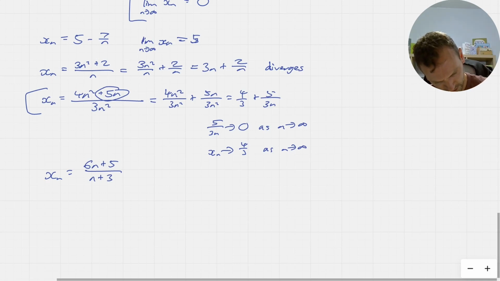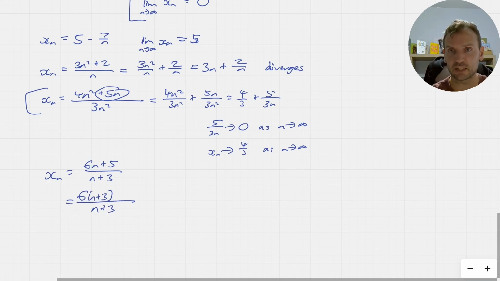If we want to justify this, we want to do a clever factorization here. We want to be able to factorize out n plus 3 on the numerator. In order to do that, I'm going to put a 6 there because I know I want to get 6n when I expand. But if I do that, I get 6n, which I want. We get plus 18, which we don't want. We want plus 5. So we then need to subtract 13 to get the answer we want there.